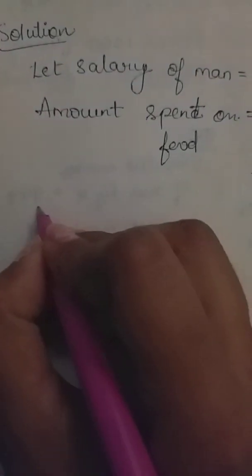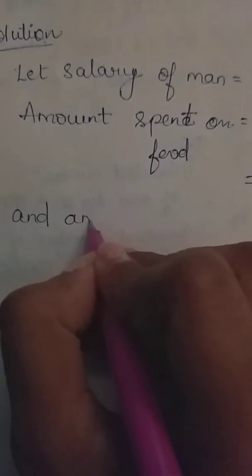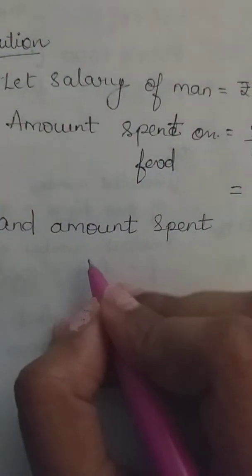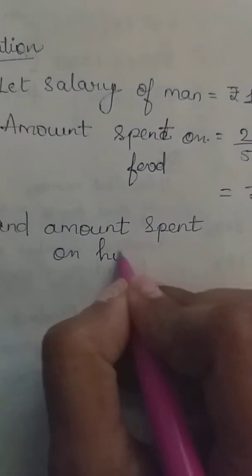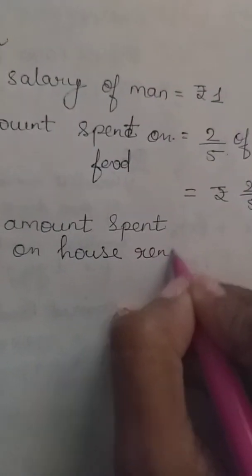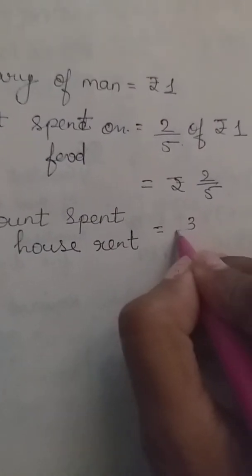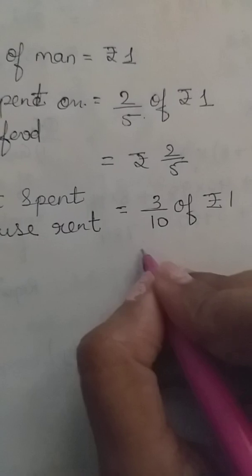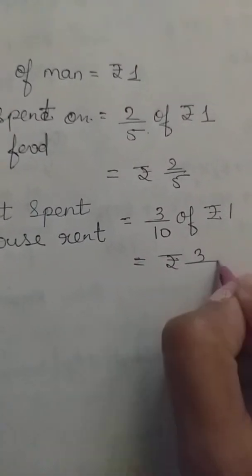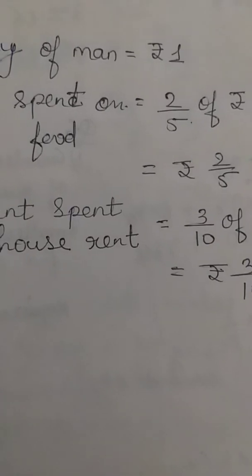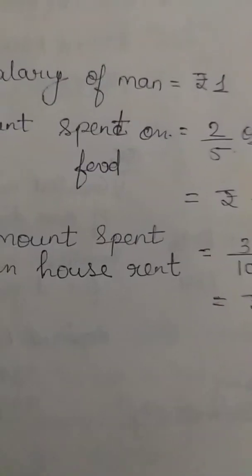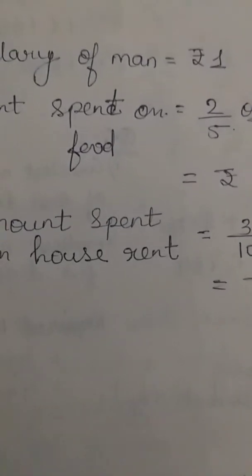Now the next, and amount spent on house rent is equal to 3/10 of ₹1, that is rupees 3/10. Now from all this we have to find out the total amount spent, and thereafter we will be finding the amount left with him.